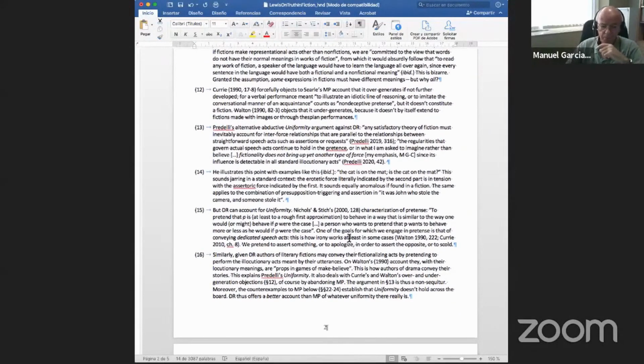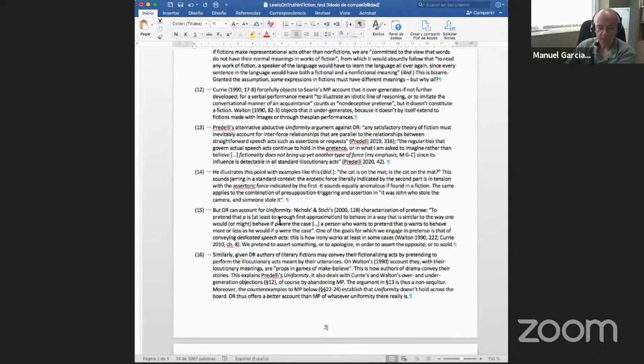Now, I don't think this argument works. I should say that there are indications of it in Searle's paper. It's not just that Predelli makes it up. He agrees that the other argument is not good, but he finds in Searle's text this other argument. It certainly improves on Searle's, but I don't think that the argument works.